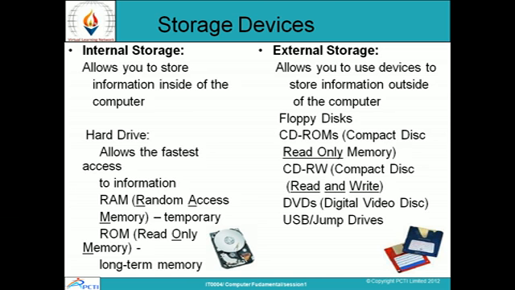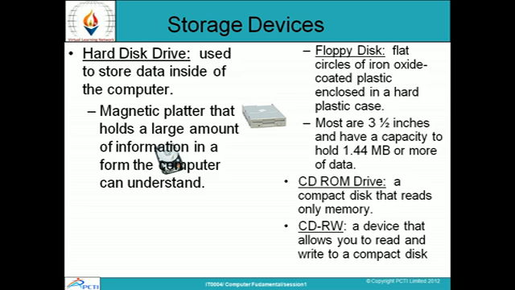We can use compact read and CD-RW drives also, DVDs, and USB or jump drives. The hard disk drive is a kind of storage medium which is a magnetic platter that holds a large amount of information in a form that the computer can understand. A floppy disk is a flat circle of iron oxide coated plastic enclosed in a hard plastic case. Most are 3.5 inches and have a capacity to hold 1.44 MB or more of data.